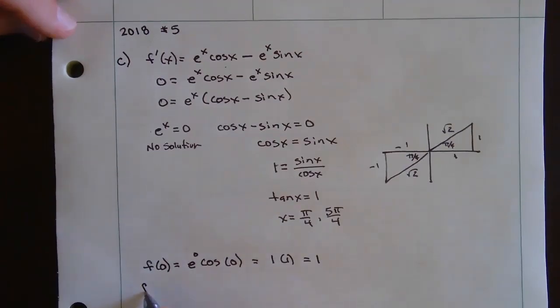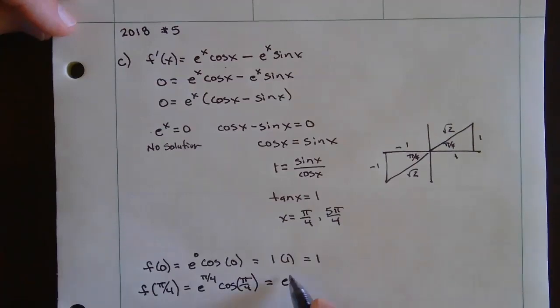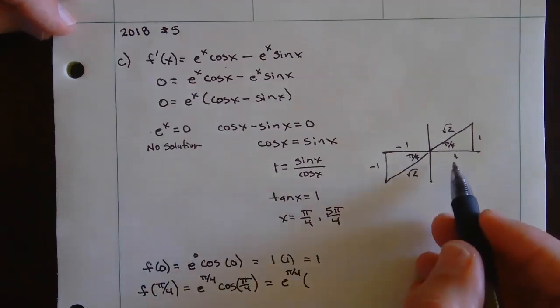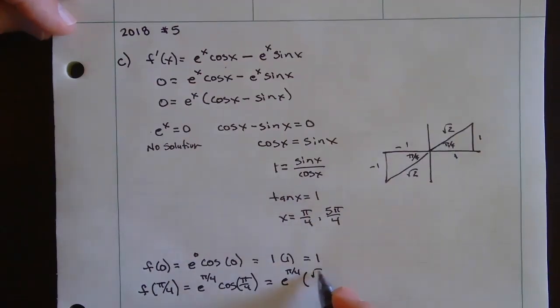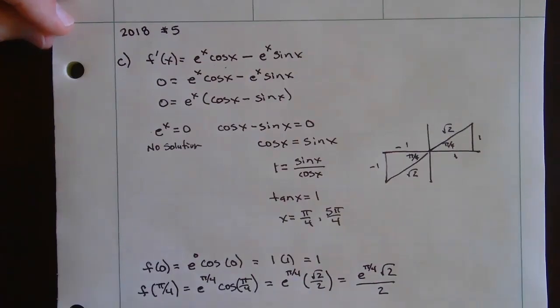Then let's do f of pi over 4. So that'd be e to the pi over 4 times cosine of pi over 4. And cosine of pi over 4 would be 1 over the square root of 2, or square root of 2 over 2. So this would be e to the pi over 4 square root of 2 over 2. And we'll come back and talk about what's the size of that.